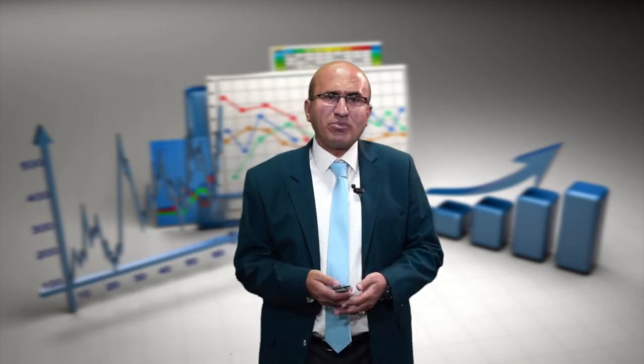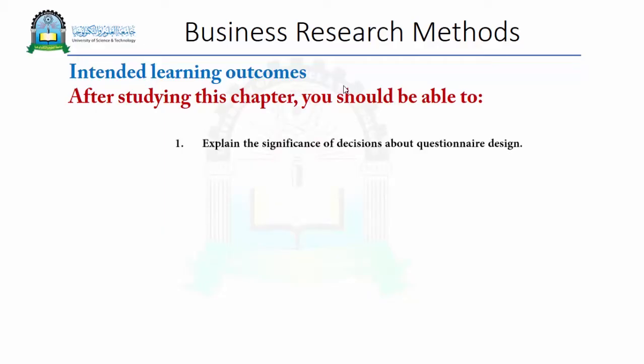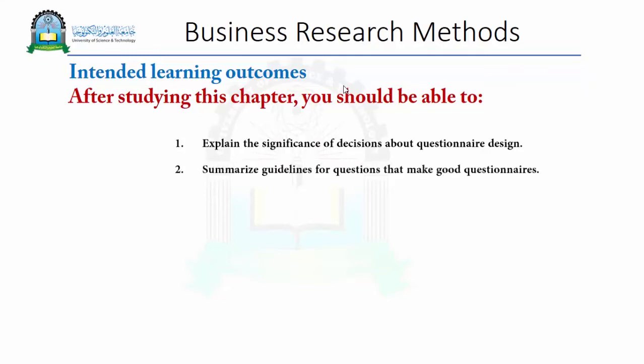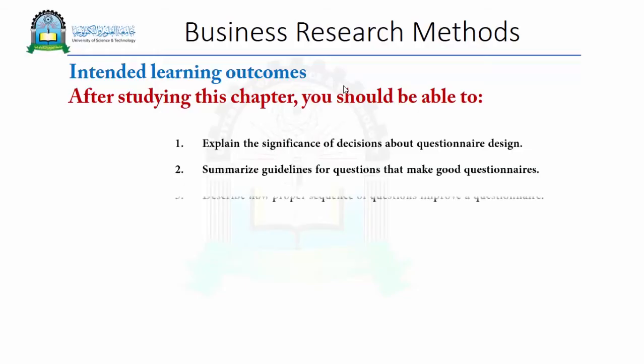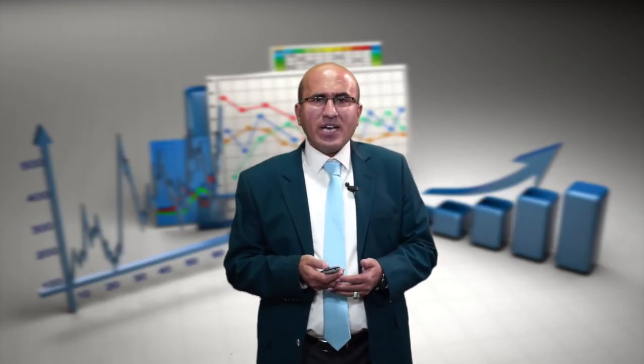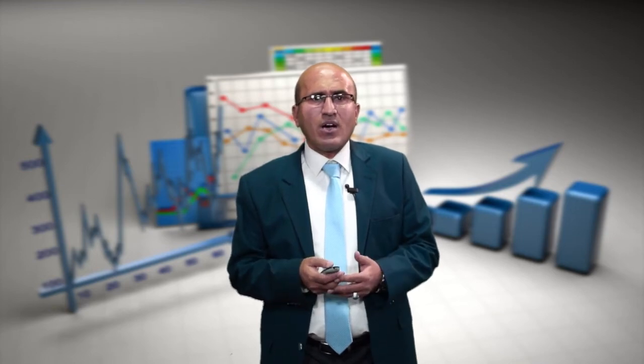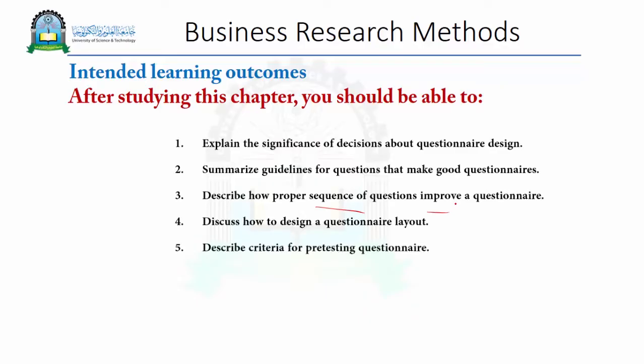So at the end of this session, the ILOs, or intended learning outcomes, are that the students should be able to explain the significance of decisions about questionnaire design, summarize guidelines for questions that make good questionnaires, describe how proper sequence of questions improves the questionnaire, and discuss how to design a questionnaire layout. And also one of the most important things is how to describe criteria for pre-testing the questionnaire, so how they can test the questionnaire.